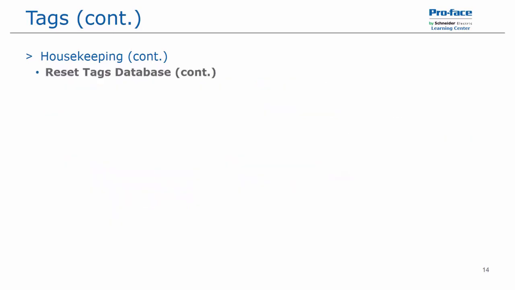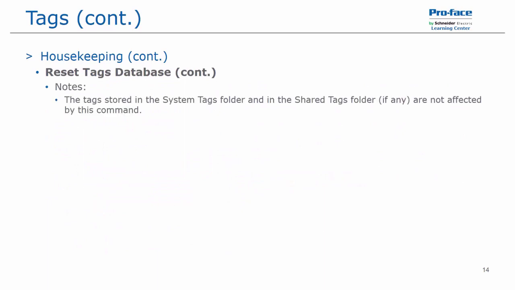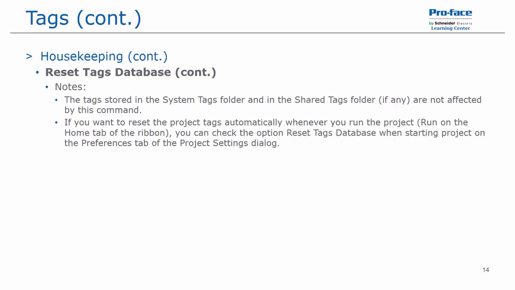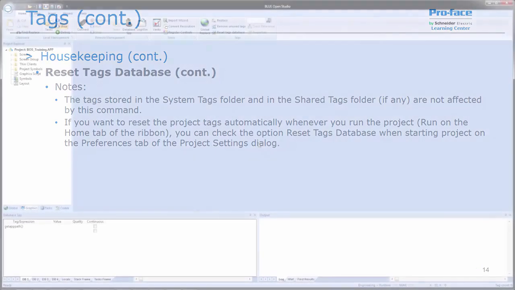Continuing with the reset tags database, there are a few notes. The tags stored in the system folder and the shared tags folder are excluded from this command. If you want to reset the project tags automatically whenever the project or the runtime is started, you can go into the options for the application and select the Reset Tags Database checkbox. Whenever the project starts, it then reinitializes the tags back to their default value.